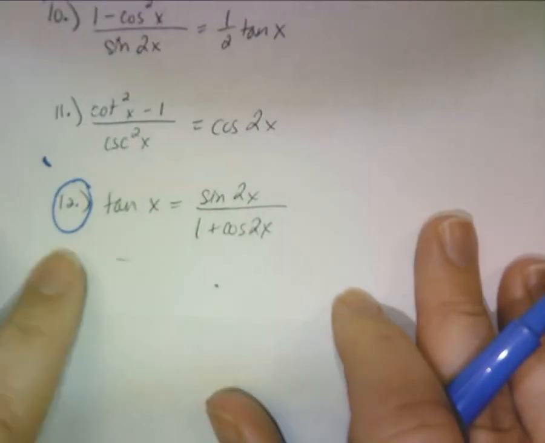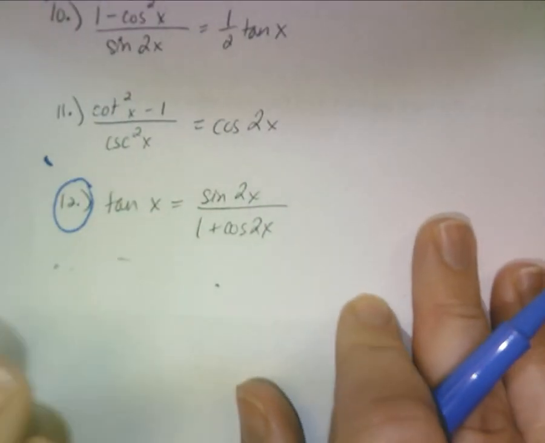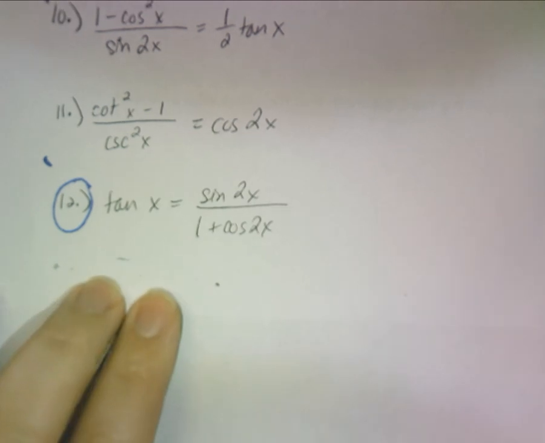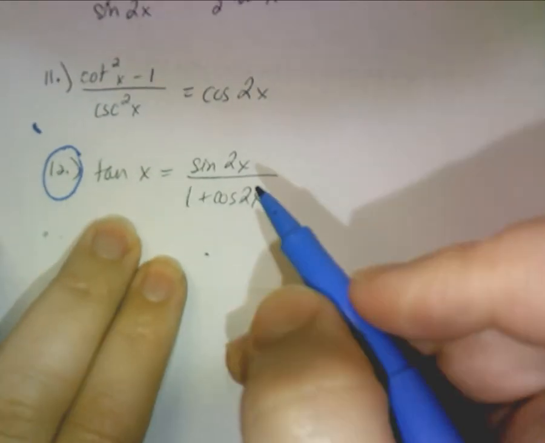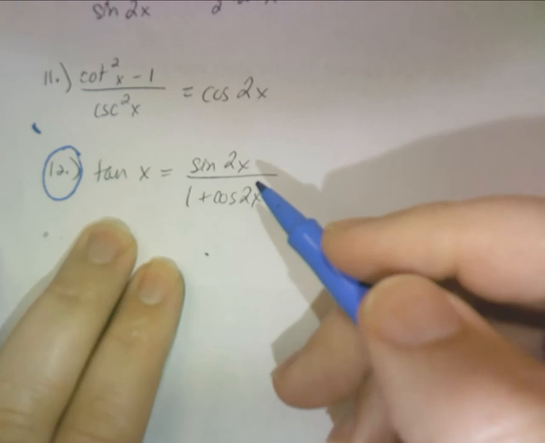All right, number 12. I'll do number 12 for you, and then that will be you. This will be your homework tonight. It's a challenge, but it's fun. I love it. I do love it.